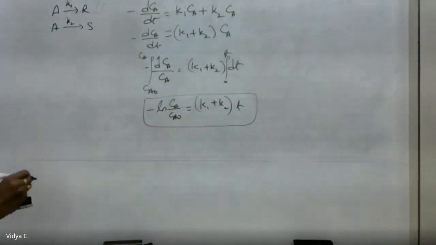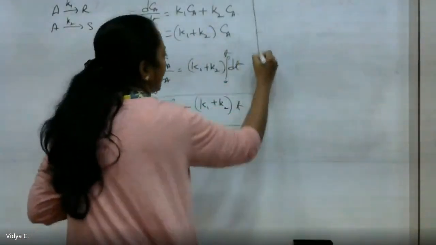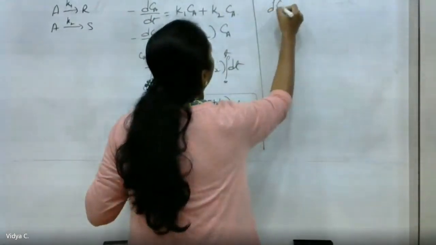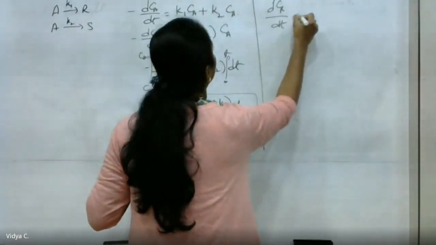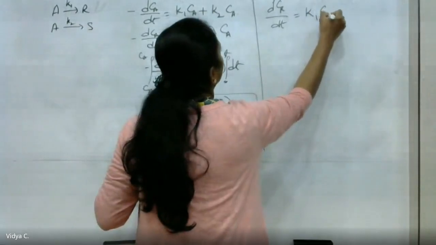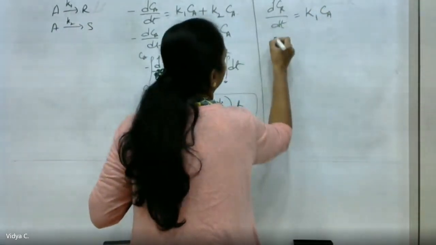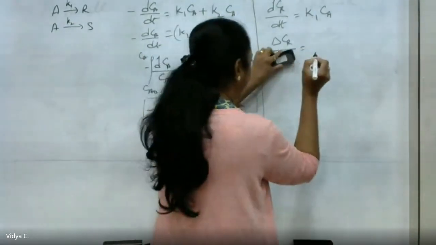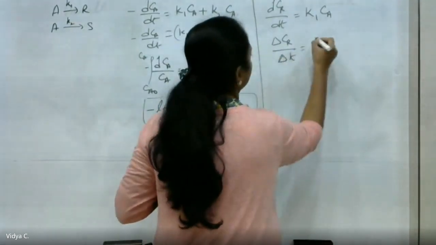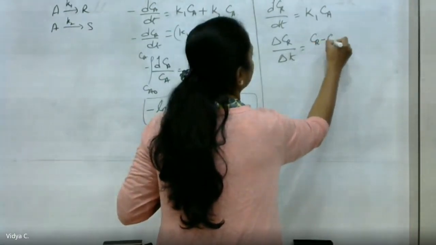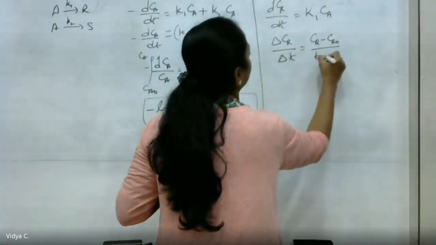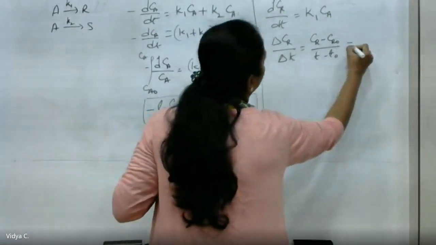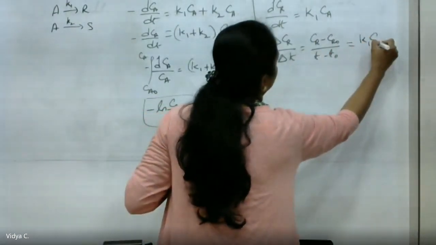Okay. The other equation, the second part for the same equation: now I can write dCr by dt also. What is dCr by dt? dCr by dt is K1 CA. And this dCr by dt can be written as delta Cr by delta t. What is delta Cr by delta t? Cr minus Cr naught by t minus t naught, which will be equal to K1 CA.